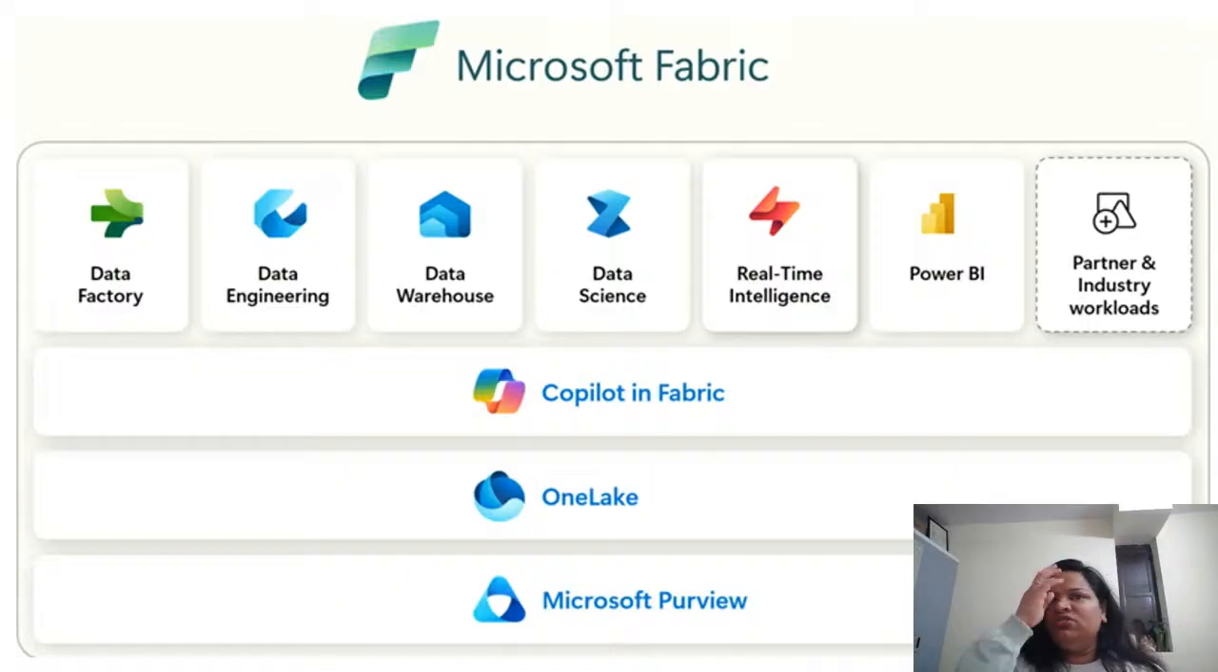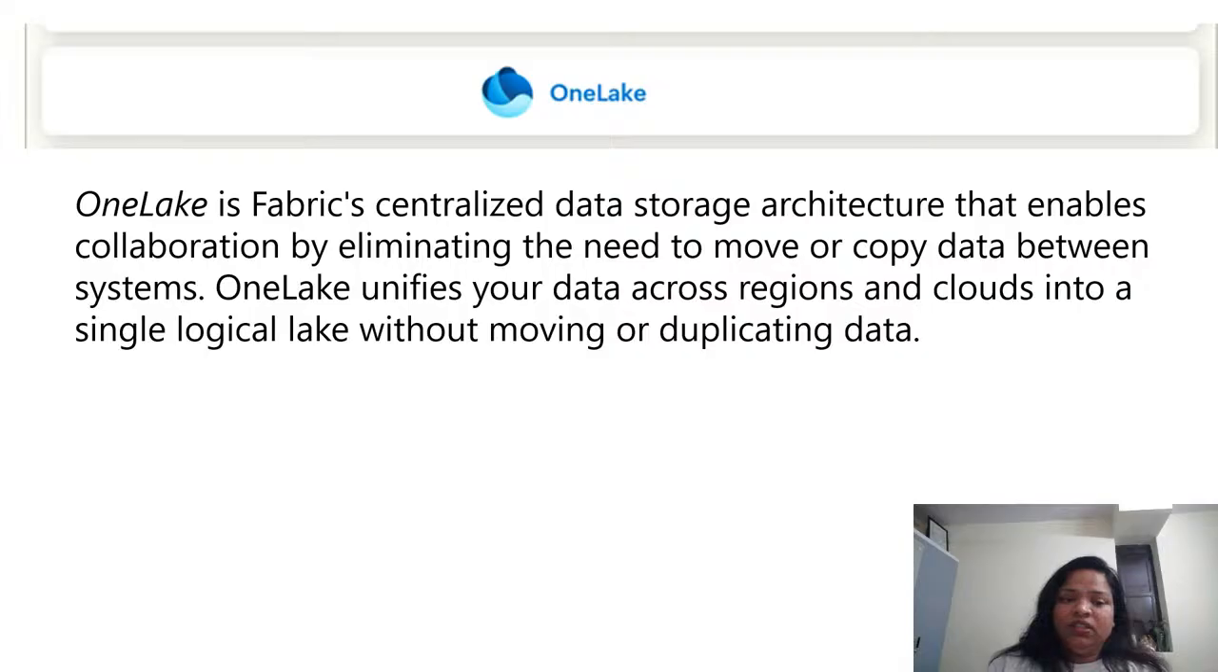So it's very important to talk about what exactly this OneLake is. So let me talk about OneLake. As I have mentioned already, the core architecture is designed on OneLake. The Microsoft Fabric platform unifies OneLake and the Lakehouse architecture across enterprises. OneLake, Fabric's centralized data storage architecture, enables collaboration by eliminating the need to move or copy data between systems.